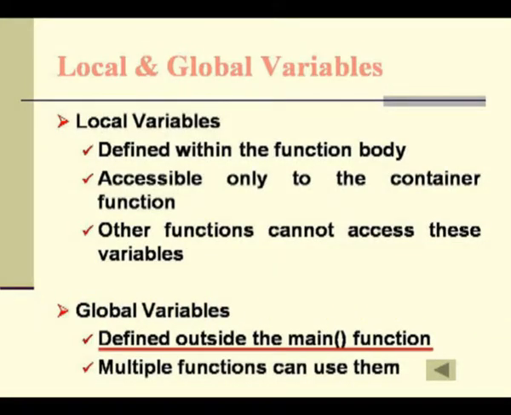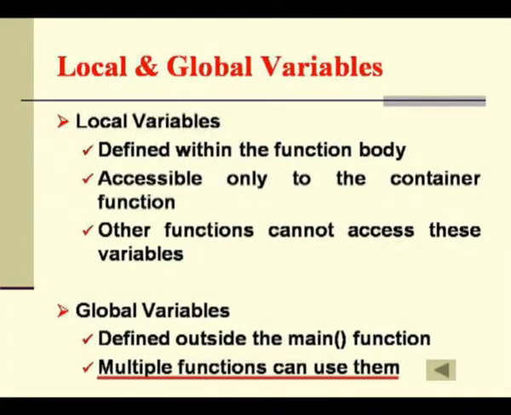Global variables are defined outside the main function, that is even before the starting of the C program they are defined, say after the header files. We all know the header files come first, after that the main function starts. So, between the header files and the main function generally these global variables are declared.